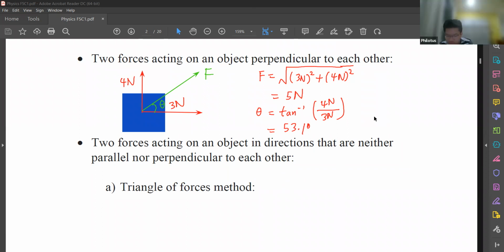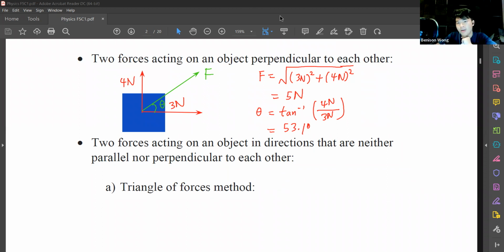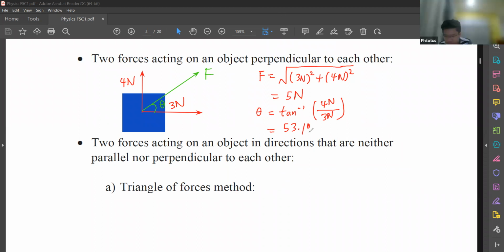So, what is the magnitude? The magnitude is 5 newtons. What's the direction? The direction is 53.1 degrees from the horizontal. So, the question always likes to ask you, state the magnitude and direction of the resultant force. So you say the resultant force is 5 newtons at 53.1 degrees from the horizontal. Do you understand?